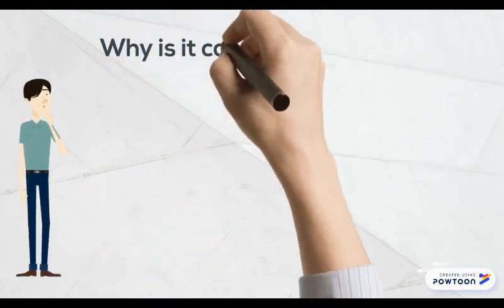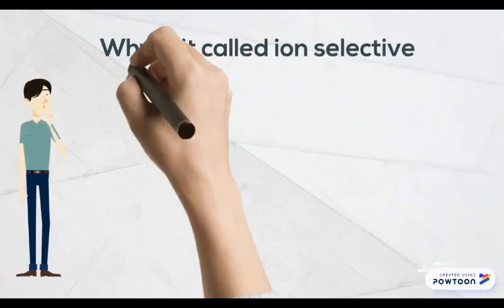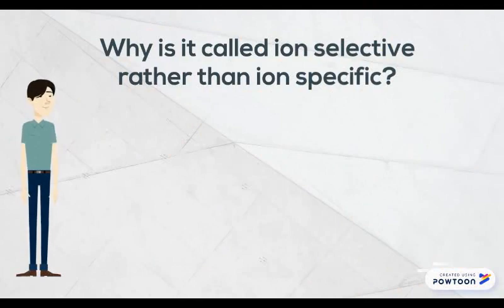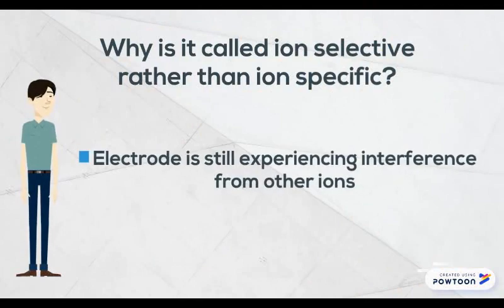Now, you might be asking, since the electrode is measuring the activity of particular ions, why is it called ion selective electrode rather than ion specific electrode? The answer is, the electrode is still experiencing interference from the other ions.